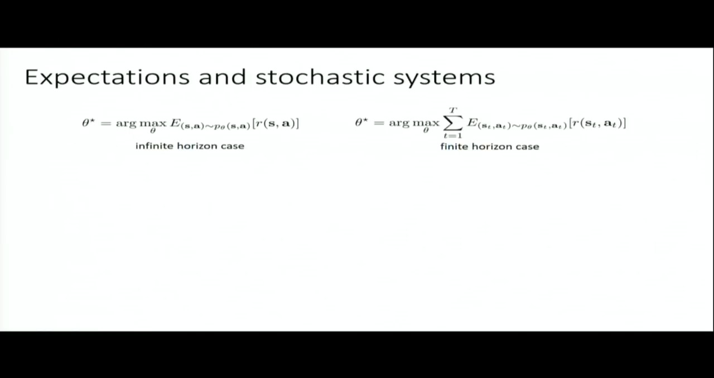So now we have two objectives that we've been able to derive. We have a reinforcement learning objective for the infinite horizon case, defined in terms of the stationary distribution of the corresponding Markov chain. And we have the simpler objective for the finite horizon case, defined as the sum of the expectations under the state action marginals. So now, at least we know what it is that we're trying to accomplish. We're trying to maximize those things.